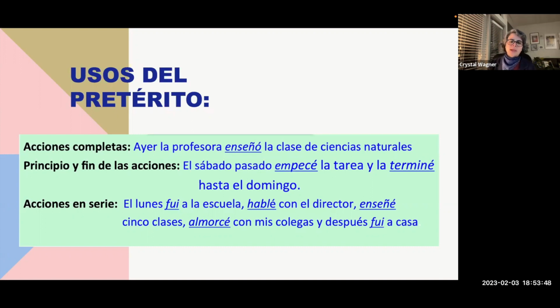With this example, we actually have a series of actions that specify the beginning and the end of it, right? El sábado pasado empecé la tarea y la terminé hasta el domingo. So the first time here is last Saturday, I started and then it ended on Sunday, or I finished doing the homework, in other words.